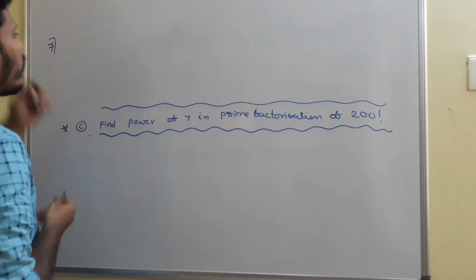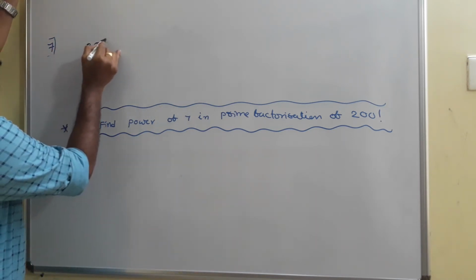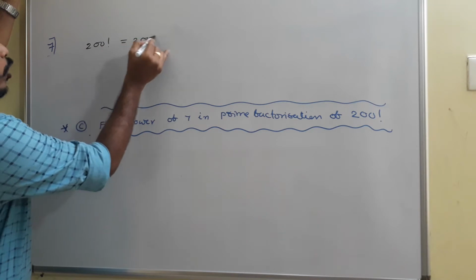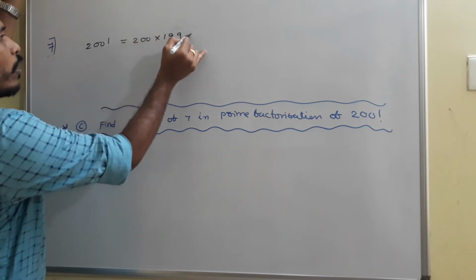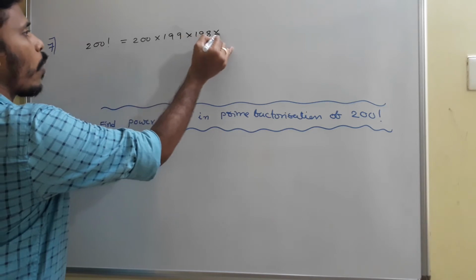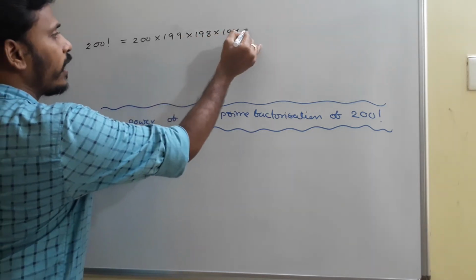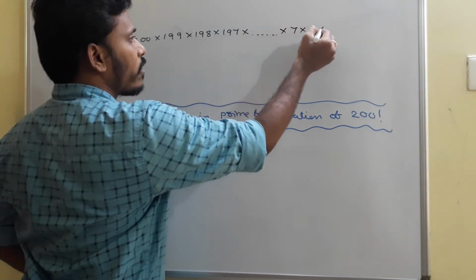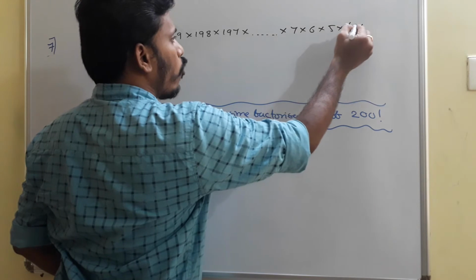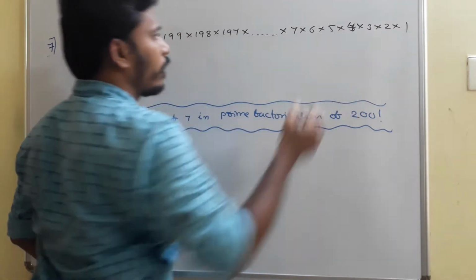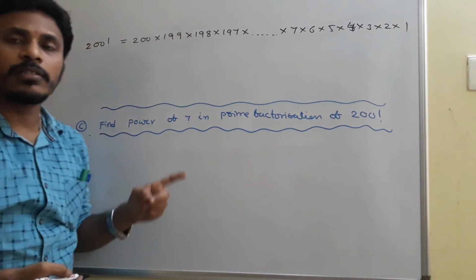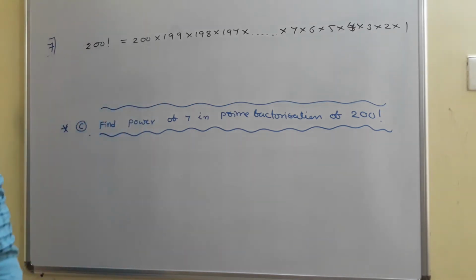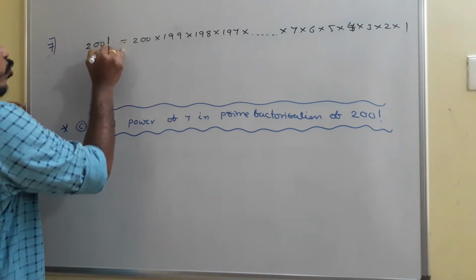I think we are all familiar that factorial means multiplication of the numbers starting from that particular number down to 1. So 200 factorial is nothing but 200 into 199 into 198 into 197 and so on, 7 into 6 into 5 into 4 into 3 into 2 into 1. So 200 factorial means we need to multiply all the natural numbers from 200 down to 1. That's 200 factorial.